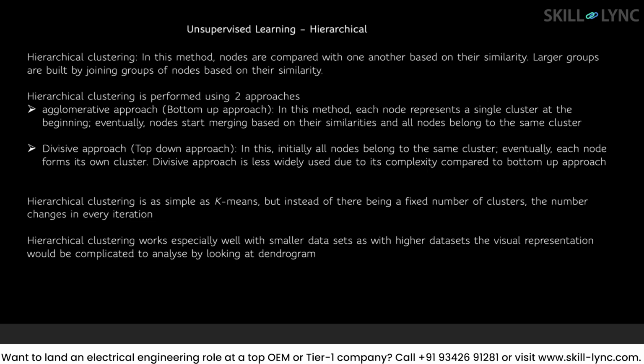So here, as you have seen in k-means clustering, we had a final optimal k value. In hierarchical clustering, you can always change the number of clusters which you need, and then based on that you can cut the branch. And as I've already told, hierarchical clustering works especially well with a smaller data set, because for larger data sets, the visualization would be quite complicated.